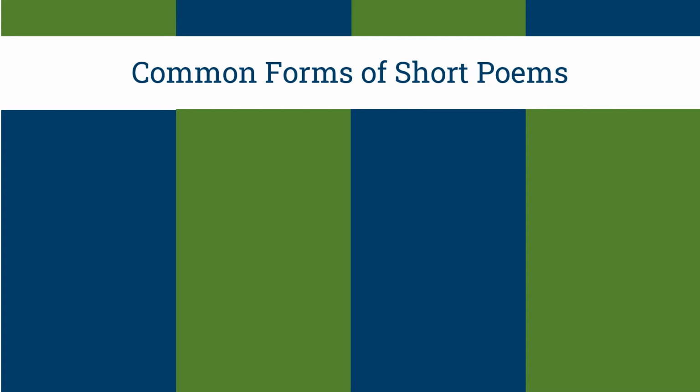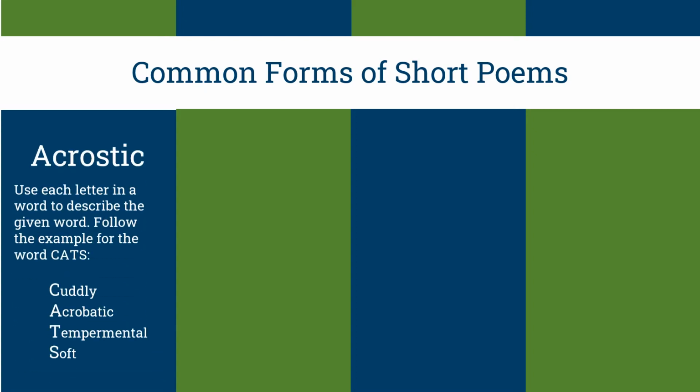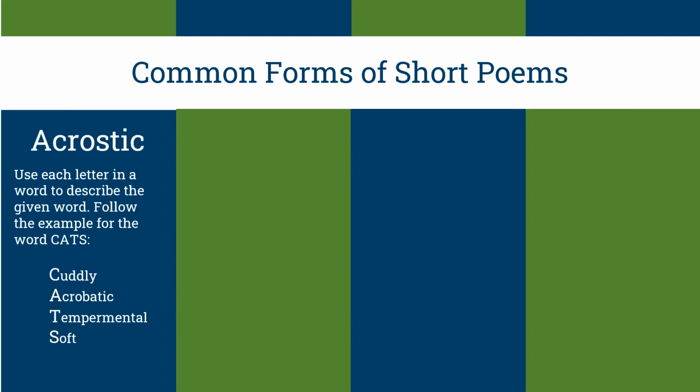The first type of short poem I want to mention is called an acrostic. What you do is you take any word and you'll use each letter in the word to describe it. For example, I chose the word cats. I picked the word cuddly for the letter C, acrobatic for the letter A. For the T, I picked temperamental, and for the S, I picked soft. Each one of the words I picked describes what a cat is to me. Go ahead and try one of your own. They're fun to do with people's names too, but you can pick any word.